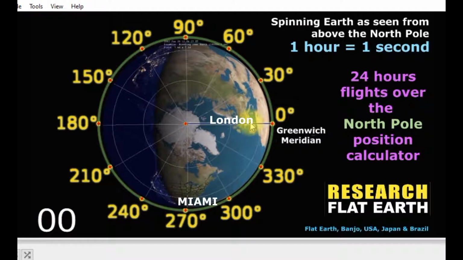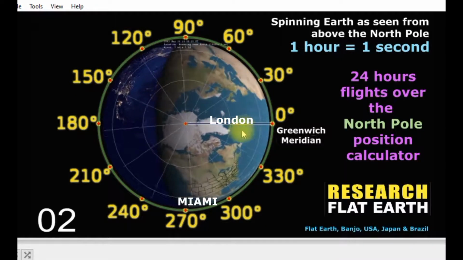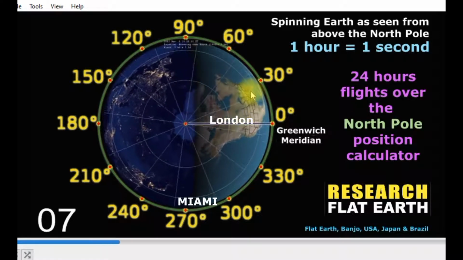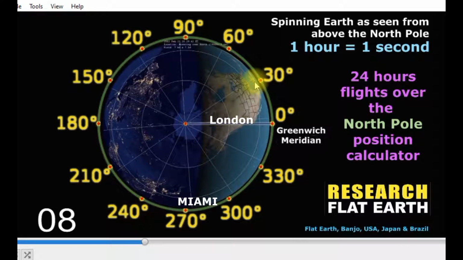You see, remember the plane is taking off from London towards Miami. At the same time, the Earth is rotating from west to east. Okay, so let's go ahead and start the timer. This is the plane coming. Here is Miami. Remember, the airplane took off from here, but had to go and chase the city. Okay, makes no sense. So let's go back here.